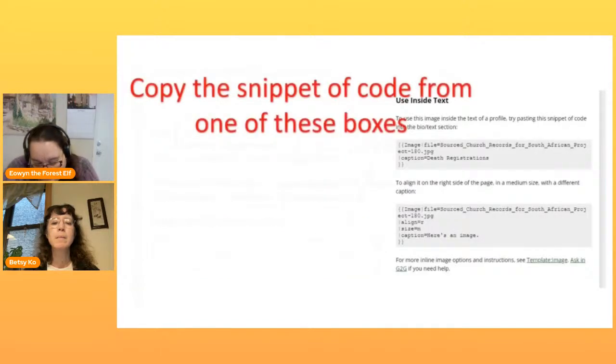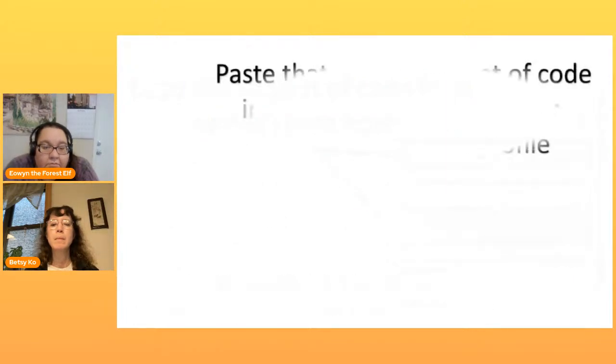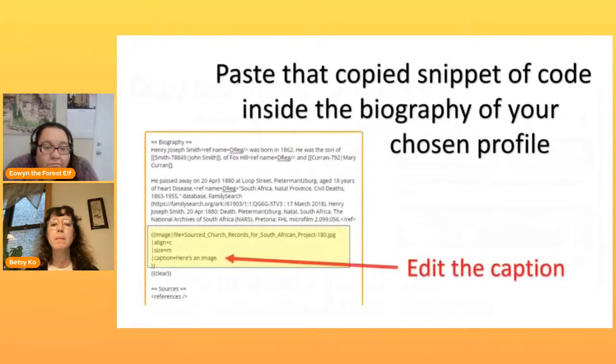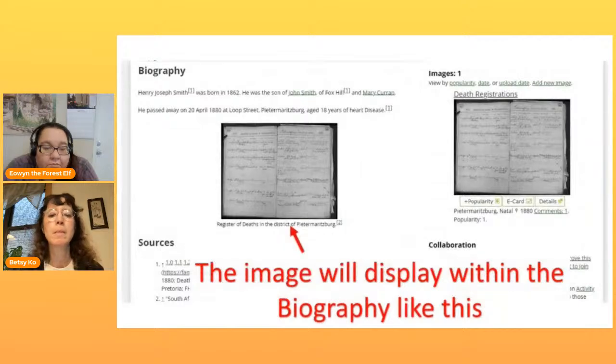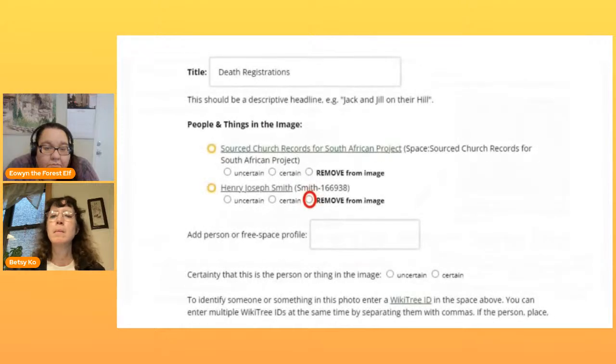On the column on the right-hand side, copy one of the snippets of code from one of those boxes. My favorite is the bottom one. Paste that copied snippet of code inside the biography of your chosen profile. Don't forget to edit the caption. It will display like this. Do you want to remove the image from the right-hand column? Go back to the image page and click Remove from Image.